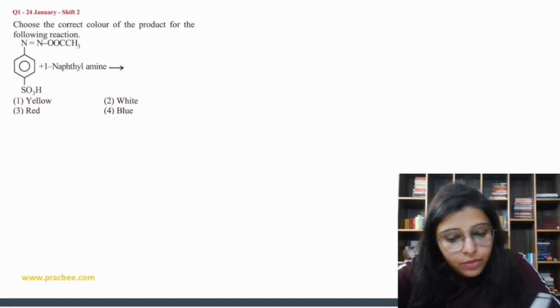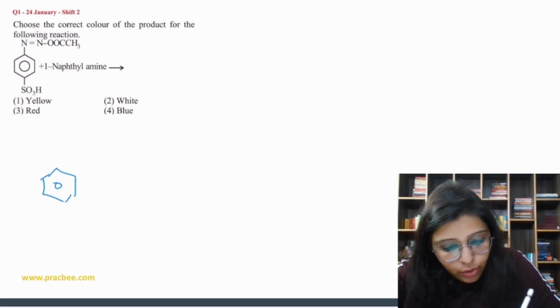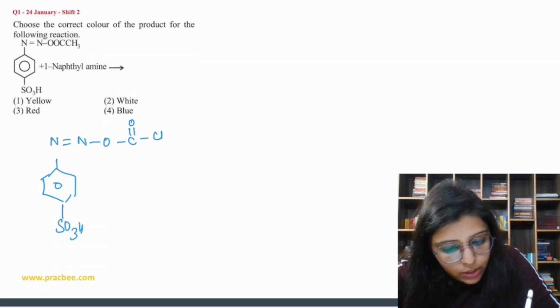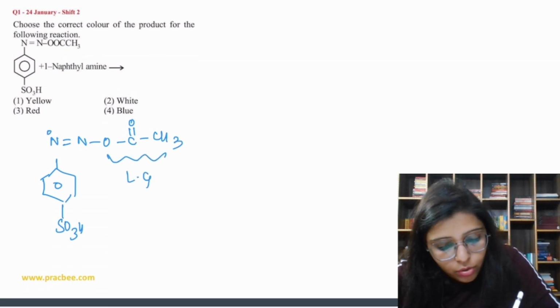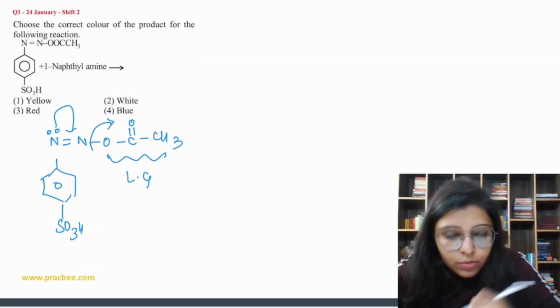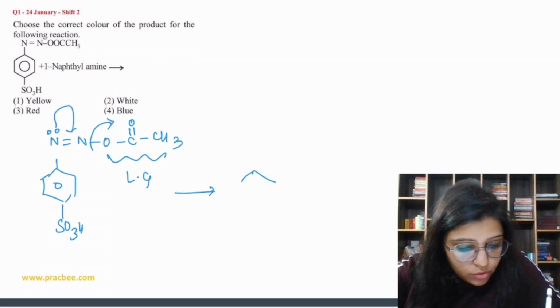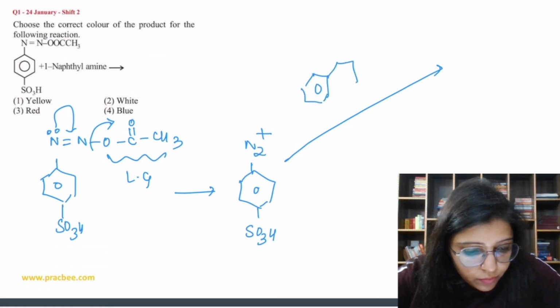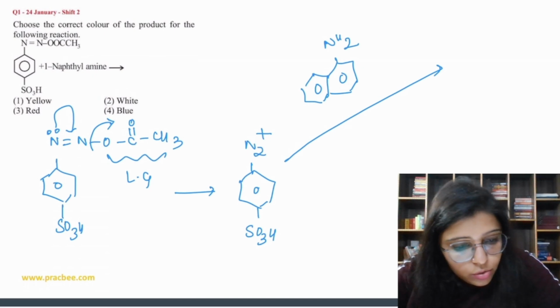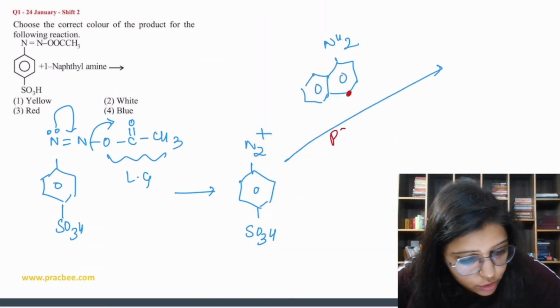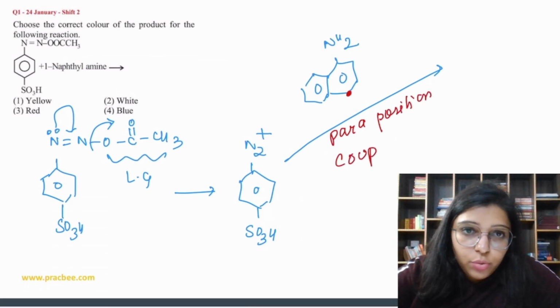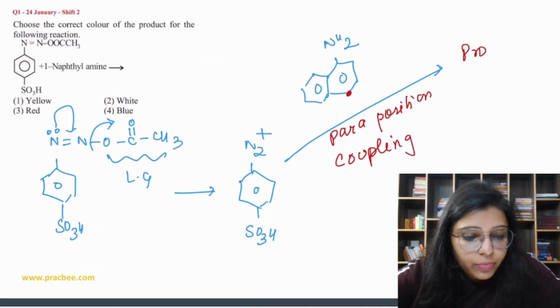Choose the correct color of the product for the following reaction. So we are going to form an azo dye, right? So first N double bond N, and we have O-C double bond O-CH3. This is the leaving group. So the lone pair comes over here, and the electron of this one trips, or we can say the leaving group leaves. So we get N2 positive. Okay. Now with the reaction of 1-naphthylamine, it is this. So the para position is free. This para position is free. So if the para position is free, coupling happens at the para position. We have to do coupling. So on coupling we get the product, right?